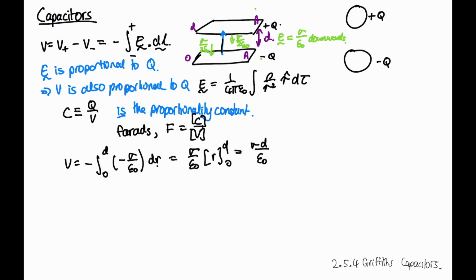And sigma in this case is just the charge density. So this is equal to Q d over A epsilon naught, because sigma is Q over A. Okay, so this tells us that the capacitance is equal to Q divided by the voltage, which is Q d over A epsilon naught. Those will cancel, and this will equal A epsilon naught over d. So that's how we can calculate the capacitance of a parallel plate capacitor.